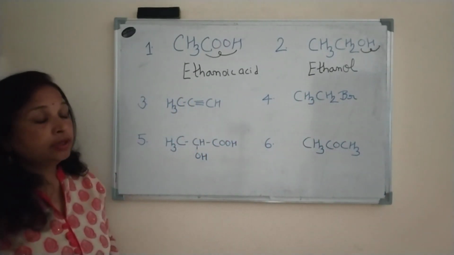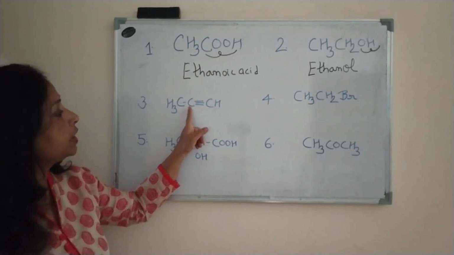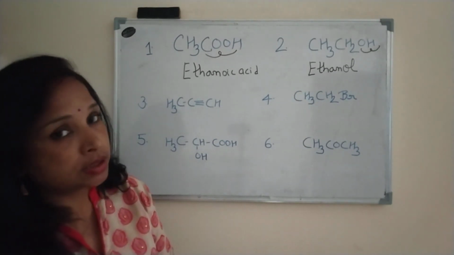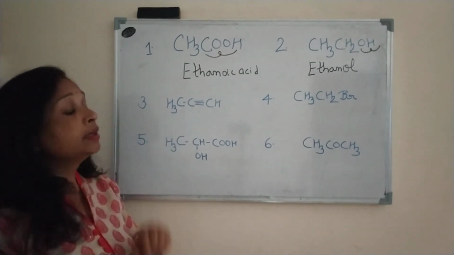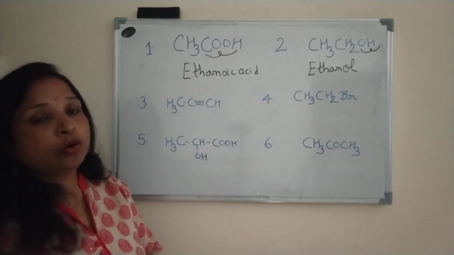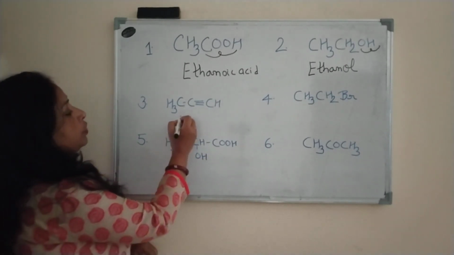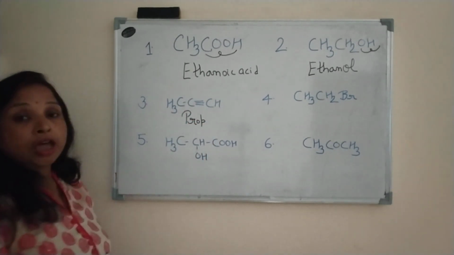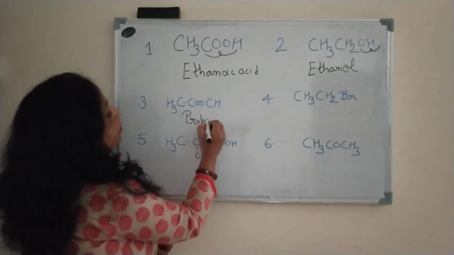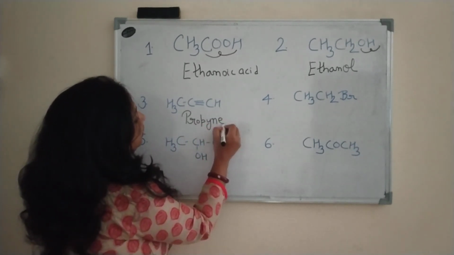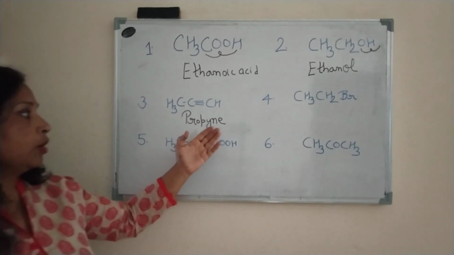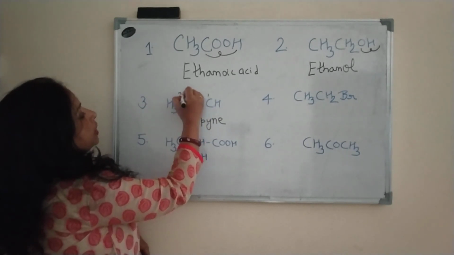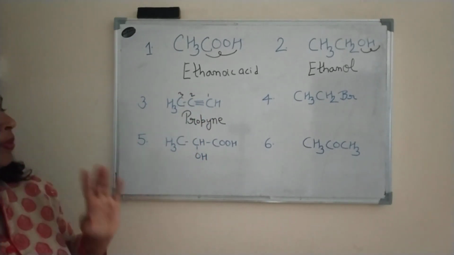Now move on to the third one. There is a triple bond between carbon and carbon. It means it is an unsaturated hydrocarbon. We add the suffix yne for a triple bond. There are 3 carbons, so we write prop for 3 carbon and add yne: propyne. Propyne-1 or propyne is correct. We have to give the least number to the triple bond. So propyne.